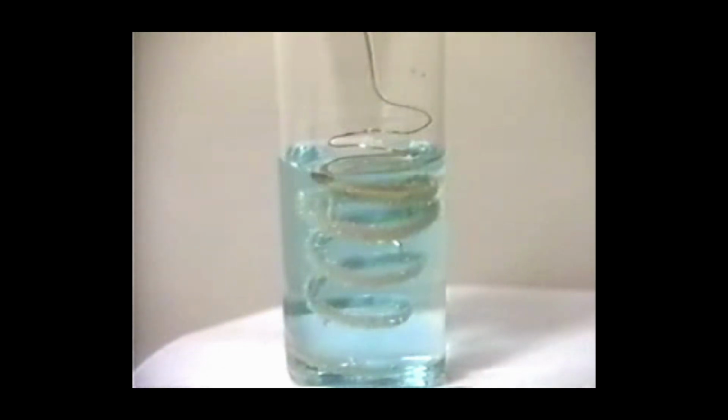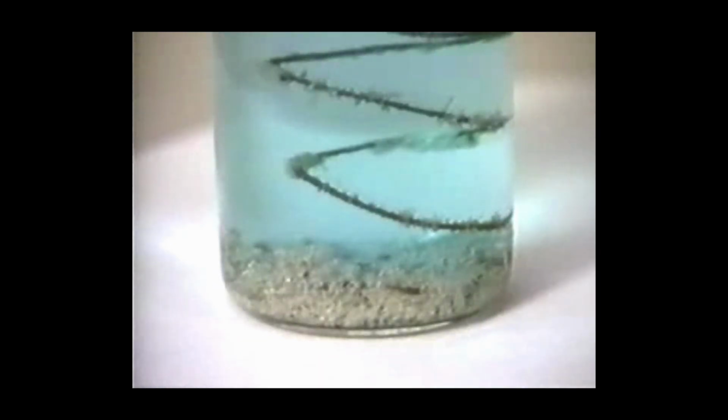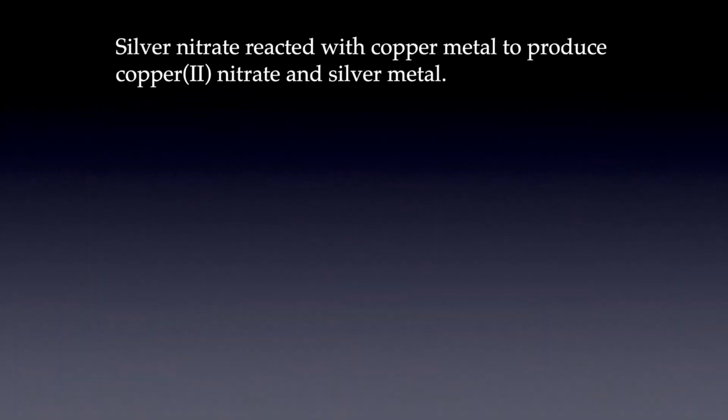Now, after some time, we also notice that the solution has turned blue because copper ions are formed. Copper has been oxidized to blue Cu2+. As we shake the wire, we see the large amount of silver that has been displaced. Okay, so silver nitrate reacting with copper metal produces copper(II) nitrate and silver metal.